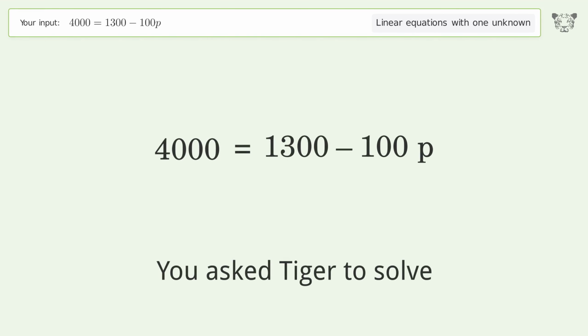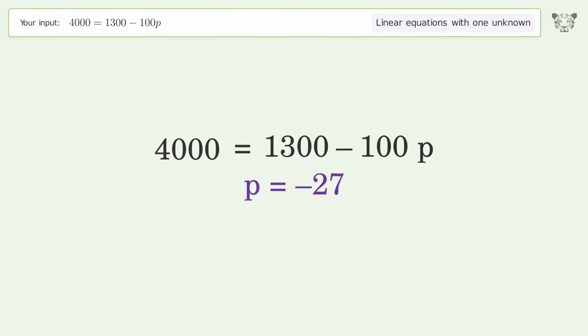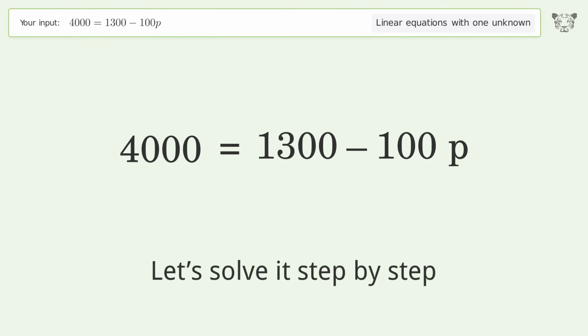You ask Tiger to solve. This deals with linear equations with one unknown. The final result is p equals -27. Let's solve it step by step.